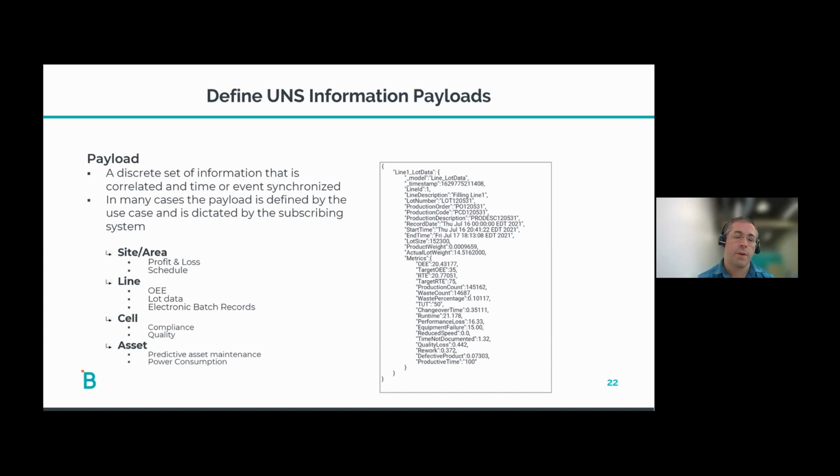Now, I've just listed a few examples here. At the site or area level, you may be looking at profit and loss, or at schedule. At the line level, you may be looking at OEE, lot data, or electronic batch records. At the cell level, you may be looking at compliance or quality, compliance of the manufacturing process for the item. Maybe it's a pharmaceutical, or even a vehicle. And then at the asset level, you may be doing predictive asset maintenance or power consumption. So the key is to identify the use case and then identify the payload of information that you need in order to solve for that use case.